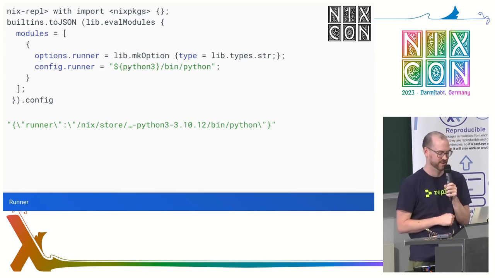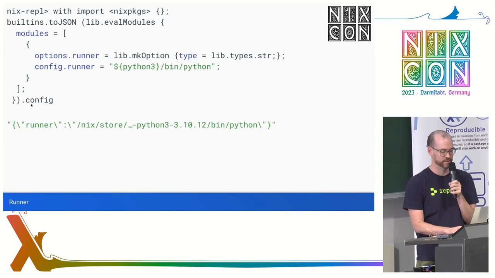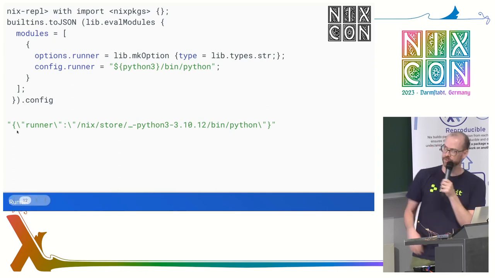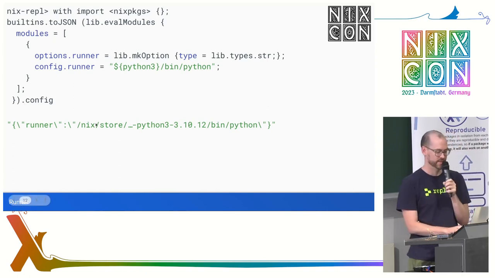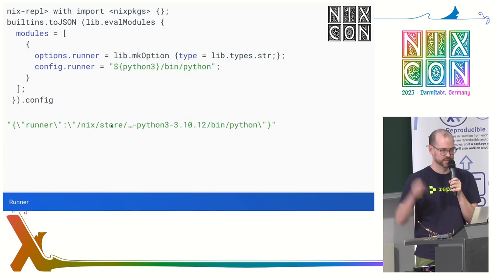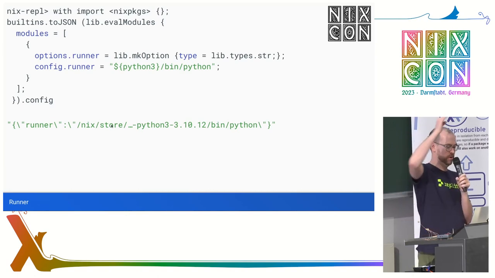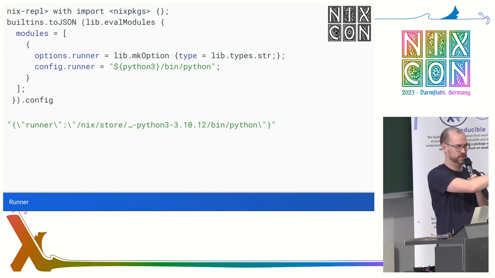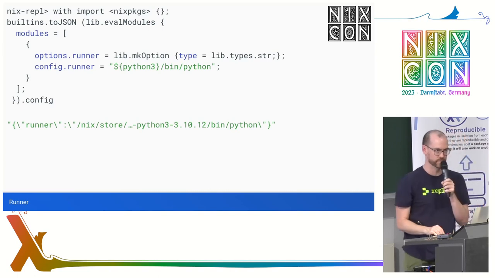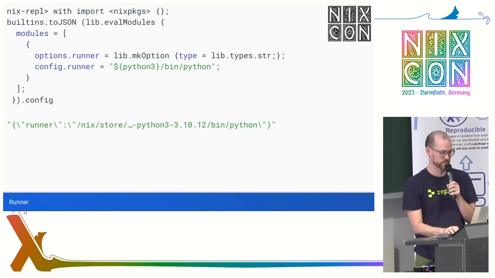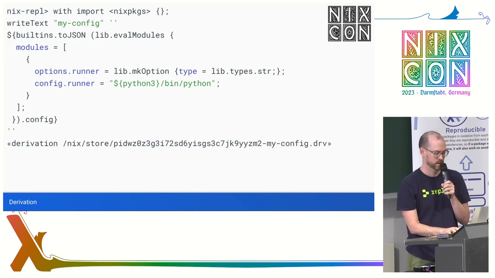And then that comes out in our configuration, which is interesting. So now we have this configuration that has the Nix store path inside of it. So at least now in our configuration file, we have this pointer to somewhere else that says, hey, we need that software to be available inside of our configuration. That sounds useful.